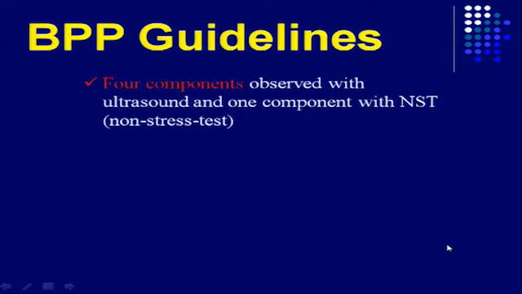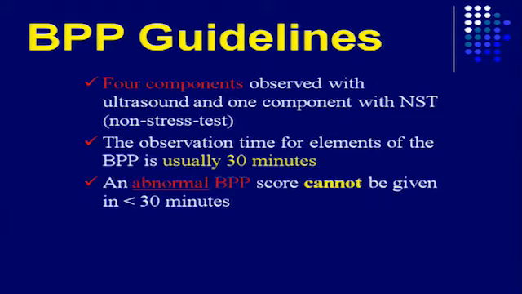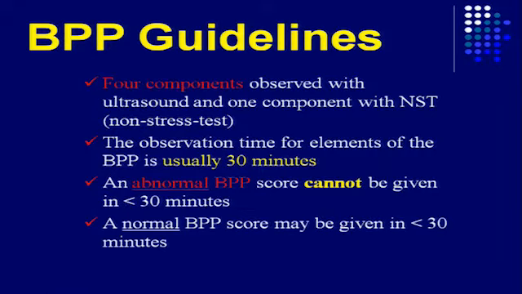So the guidelines that we're following, the four components are done with ultrasound, and then the last one with the NST, the non-stress test. Your observation time for the ultrasound is 30 minutes, and then the non-stress is 30 minutes. So an abnormal BPP cannot be given if you haven't looked the full 30 minutes. If the baby does everything in 10 minutes, you're done. But if they're not doing it, you have to give them the full 30 minutes.